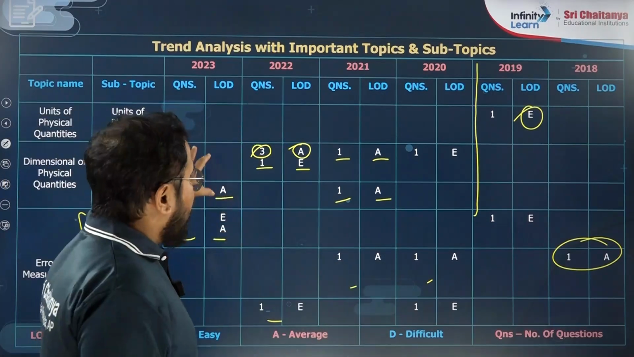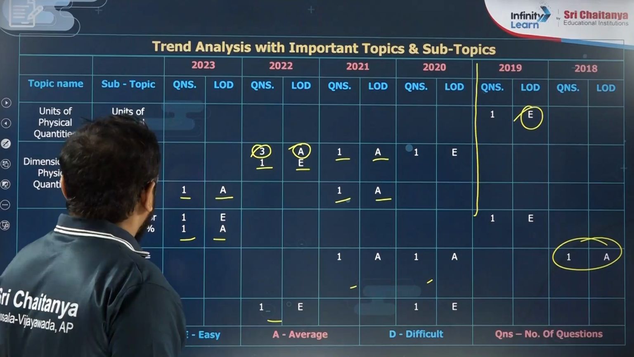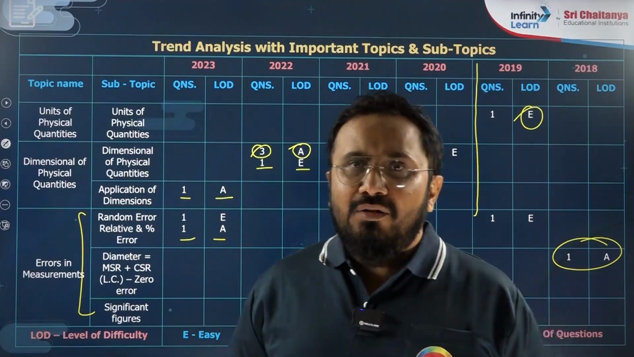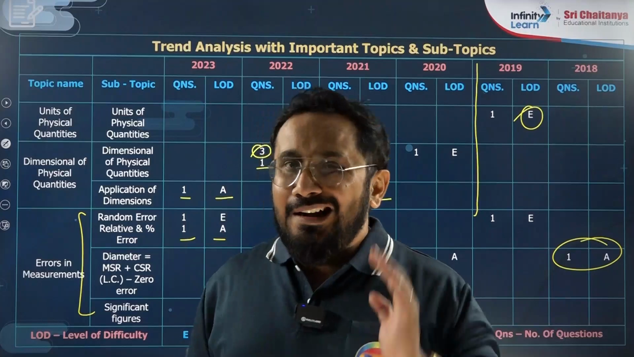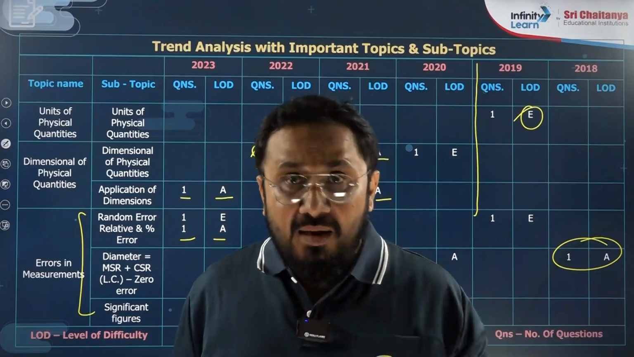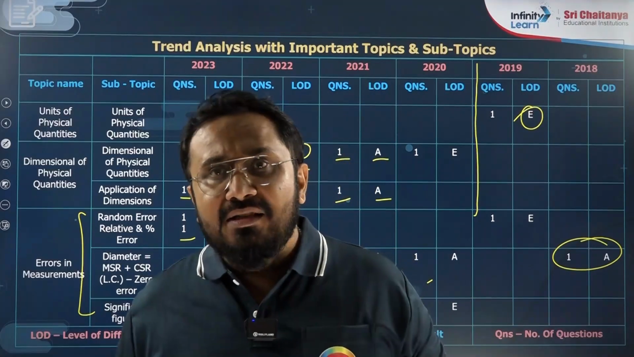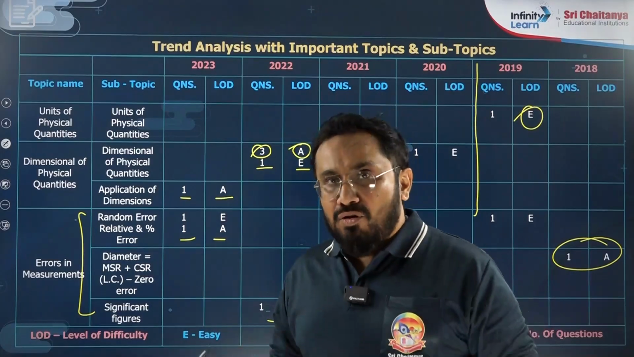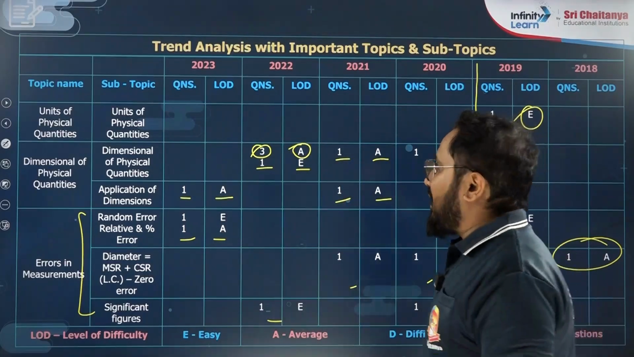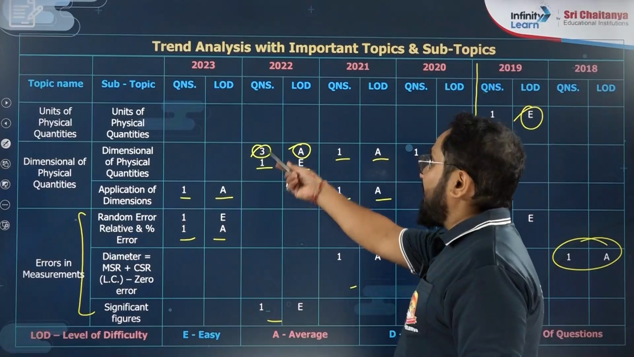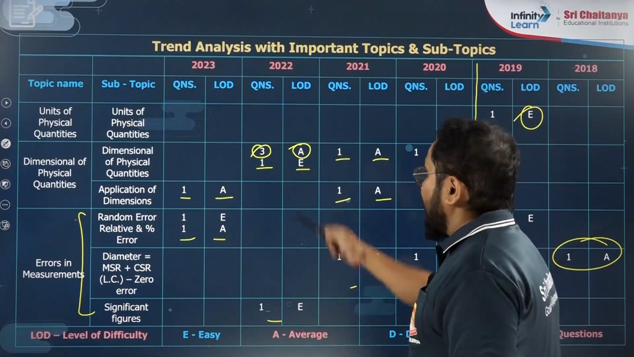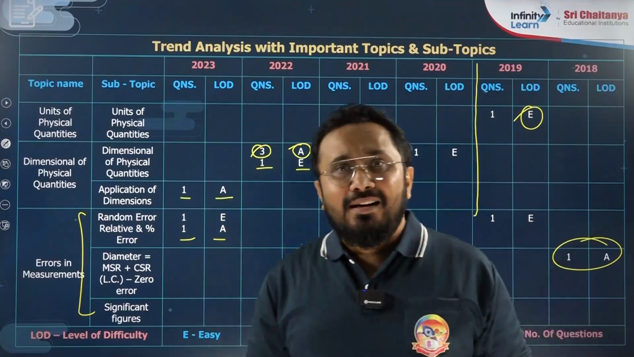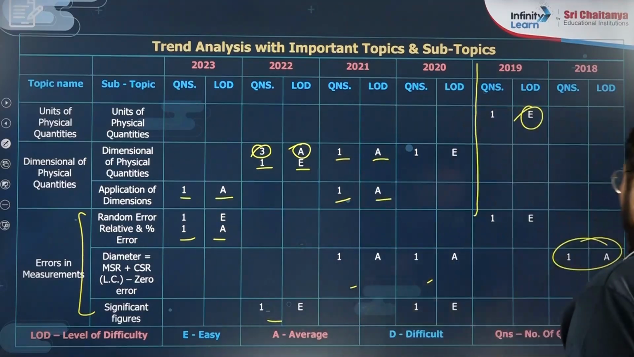By doing this, you can cover your 3 questions, and 1 question may or may not come from the unit. If you do this much, at least 3 questions are damn sure to come in your paper, and you can get more than 3 questions also. It depends upon your luck, because in 2022 there were 4 questions from this chapter. So this is the trend analysis which you can see clearly over here.